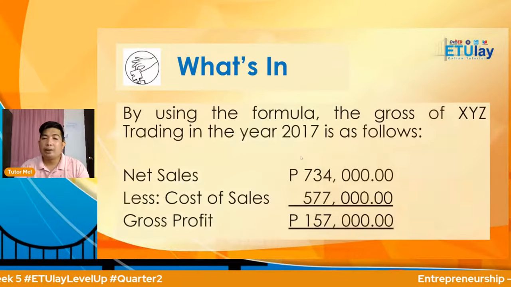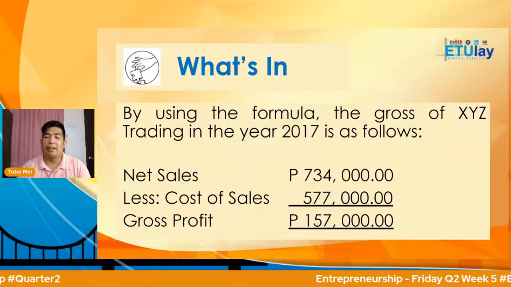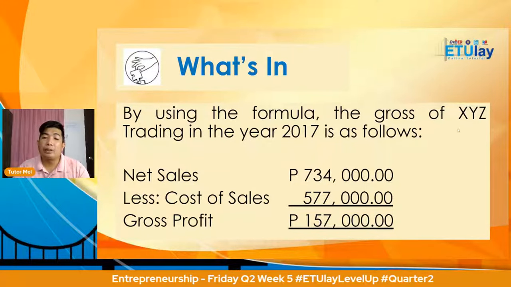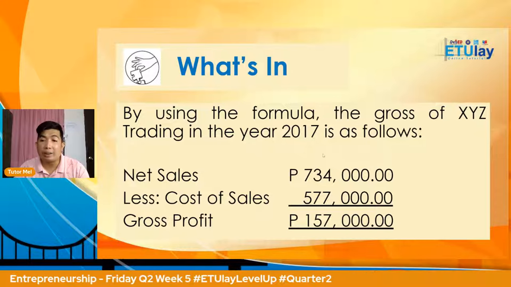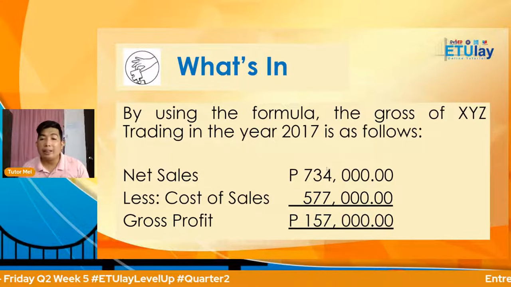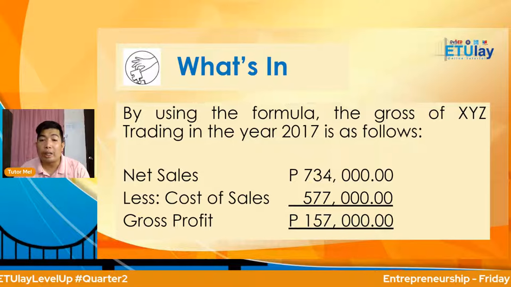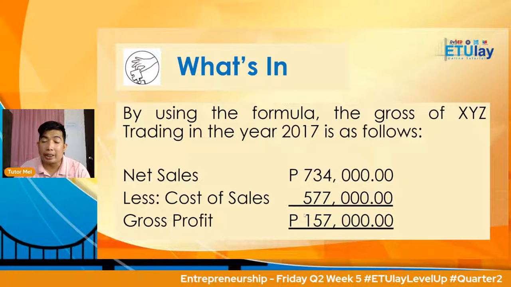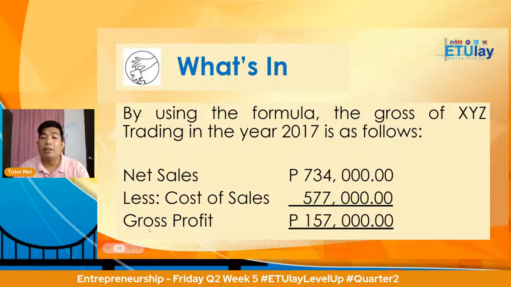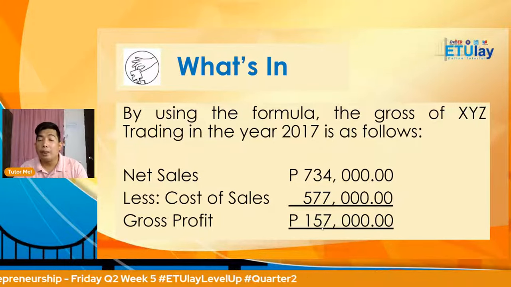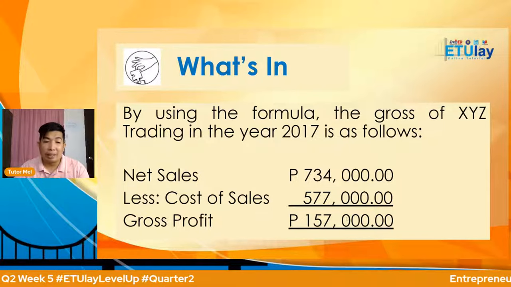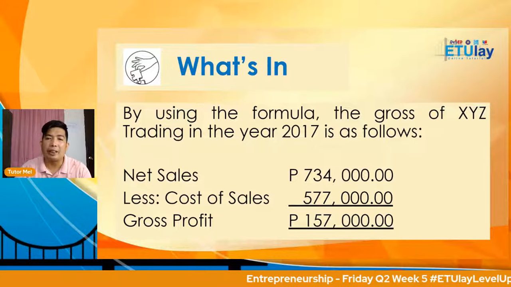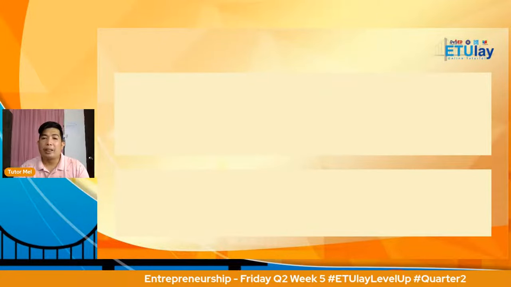So, for us to be able to compute it, di ba? By using the formula, the gross profit of XYZ Trading in the year 2017 is as follows. Meron daw silang net sales na 734,000 in 2017, less daw natin ito ng cost of sales, 577,000, yung gross profit po natin ay 157,000. Ayan, malaki pa rin yung kanilang kinita. Pero hindi pa rin yan yung kanilang net sales. So, may kasunod pa yan.